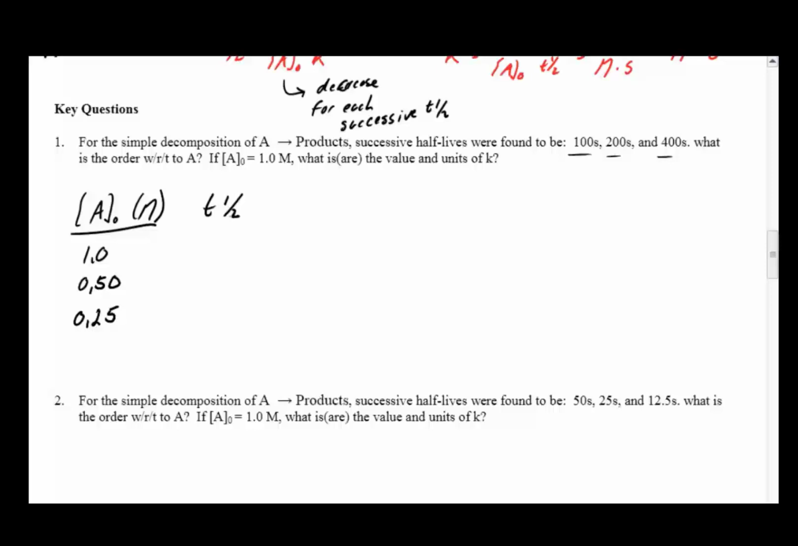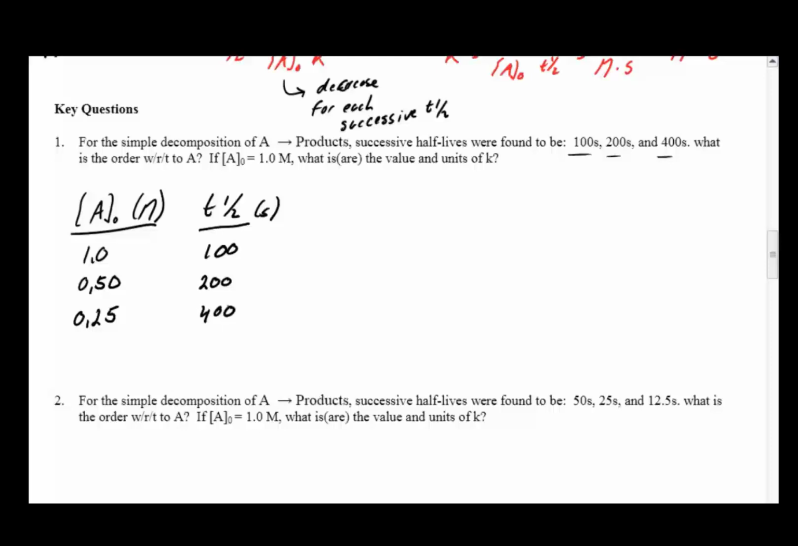The half-life for the original concentration in seconds is indicated to be 100 seconds. Once the original concentration has decreased to 1/2 of its original value, down to 0.5 molar, we now go on to another half-life cycle. And that next half-life cycle takes 200 seconds. The third half-life cycle takes 400 seconds. So we can see that the half-lives are increasing.